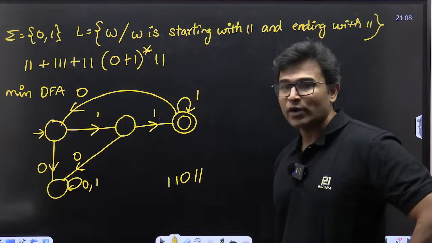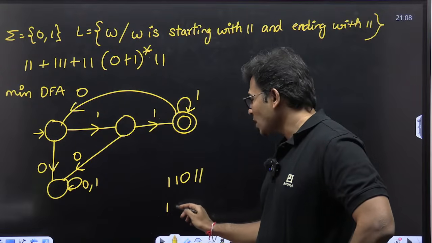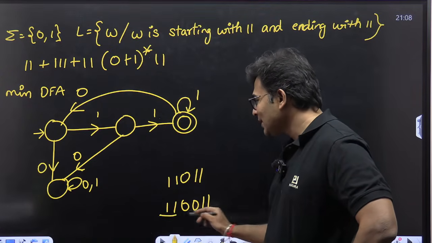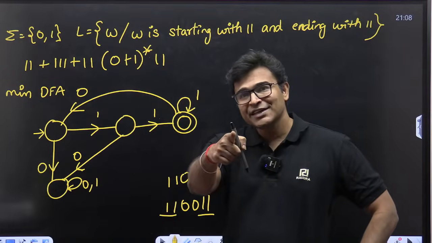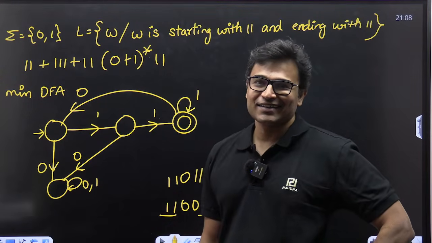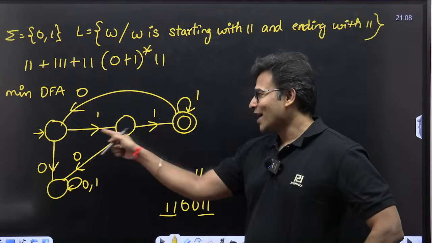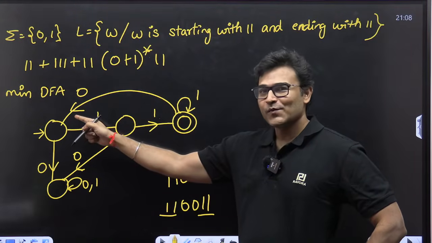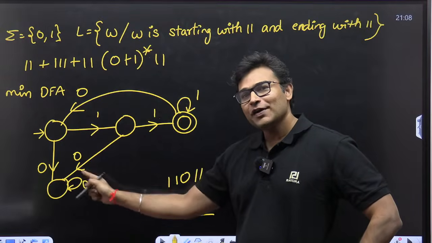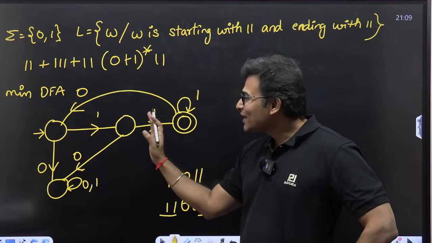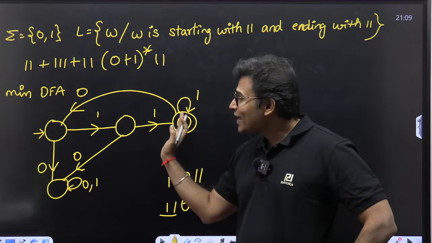Try this string. I will give you a string 1 1 0 0 1 1. This is starting and ending with 1 1, but it will get rejected because you are going to the dead state, right? So 1 1 0 0 1 1, you are killing this string which has to be accepted. So there is no state where I can go back.